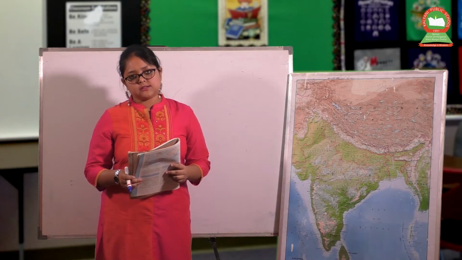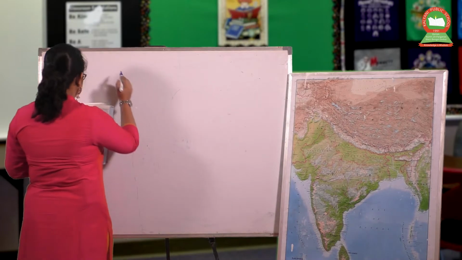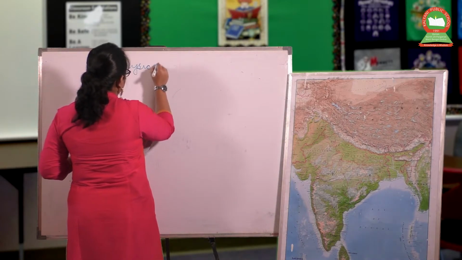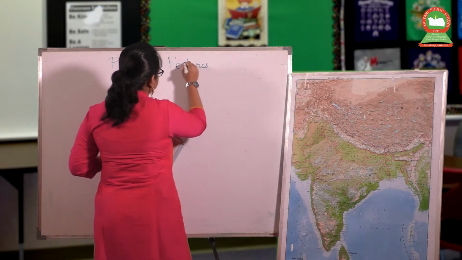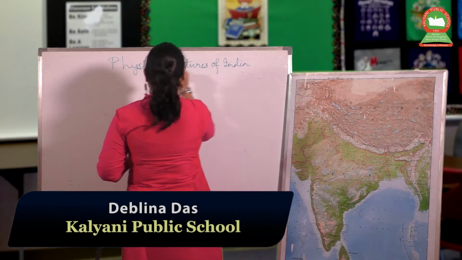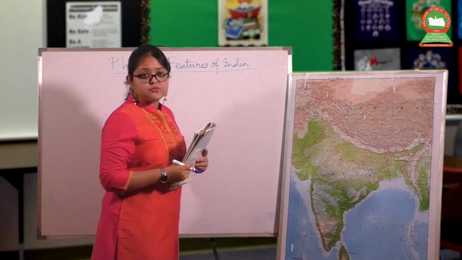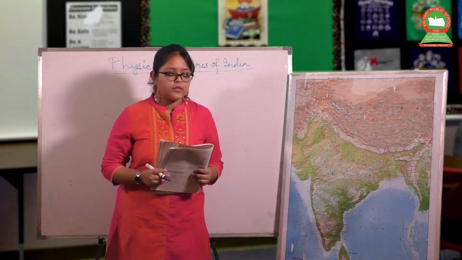Today we will start with chapter 2. The name of the chapter is Physical Features of India, where we will read about the physical features, what the variations are, and what types of landforms we can see. We will read about this.